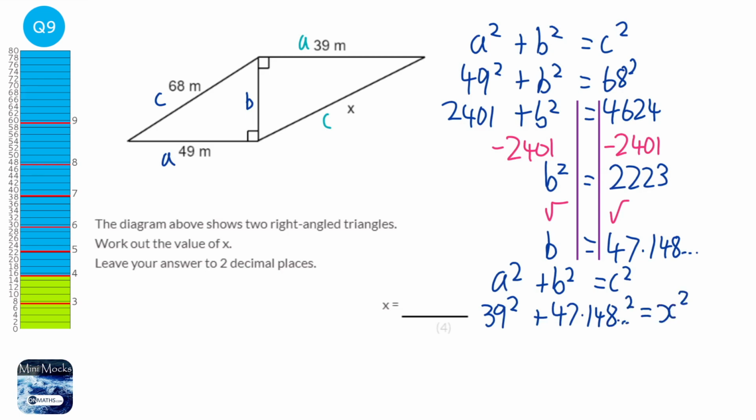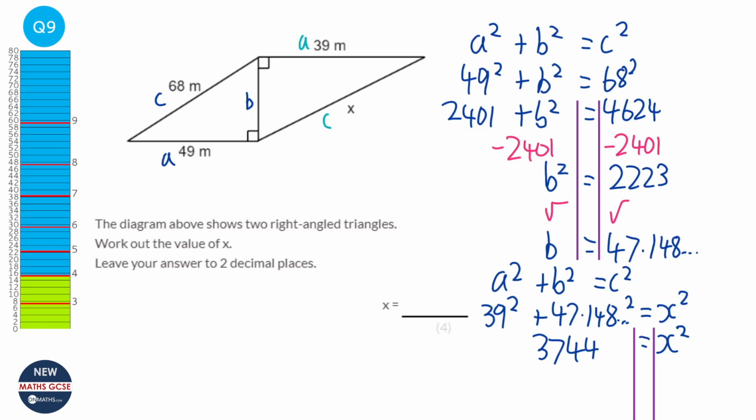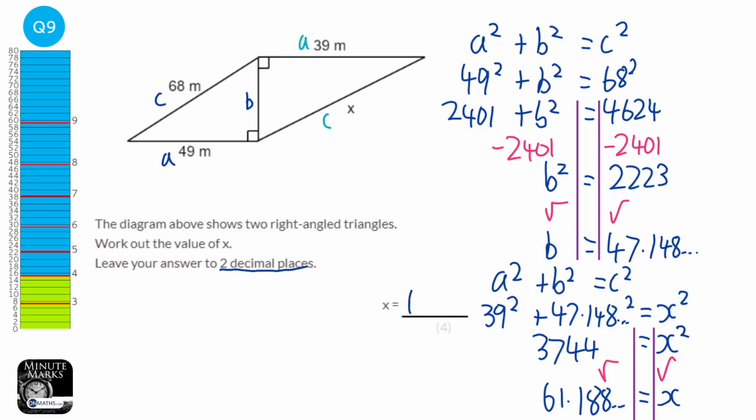Okay, so we need to square that. So we do 39 squared plus 47.148 squared, and that will be 3,744 equal to X squared. And we just get our lines in because we need to square root both sides, and we get 61.188 and so on is equal to X. It says it wants its two decimal places, so that will be 61.19.